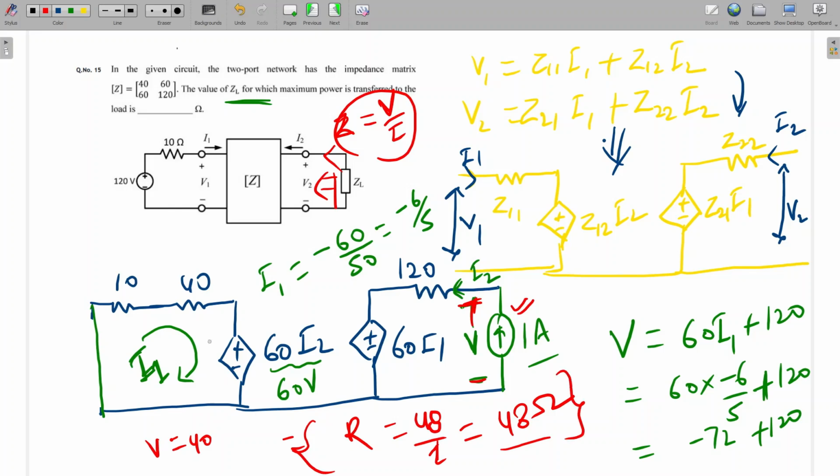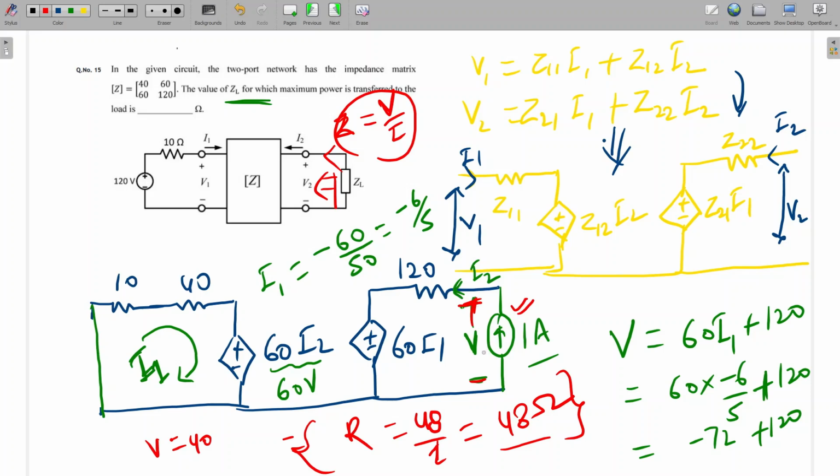If in our circuit, dependent sources will be there, then in that case we will supply an external voltage or current source, whichever will be convenient. So here I thought applying a current source will be easier. Okay, so I applied a current source.